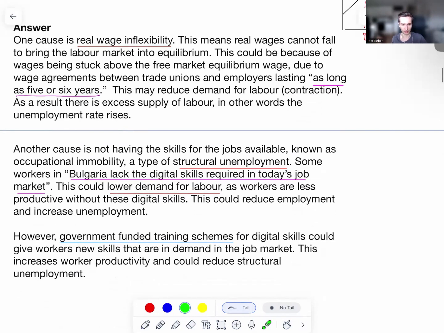Now, there are 2 marks for evaluation in the 8-mark question. You can either do 2 short evaluation points or 1 explained evaluation point. So for this question, I've done 1 explained evaluation point. We'll see later on how you can do 2 shorter evaluation points for the second 8-mark question. However, government-funded training schemes for digital skills could give workers new skills that are in demand in the job market, and that would increase worker productivity, and it could reduce structural unemployment.